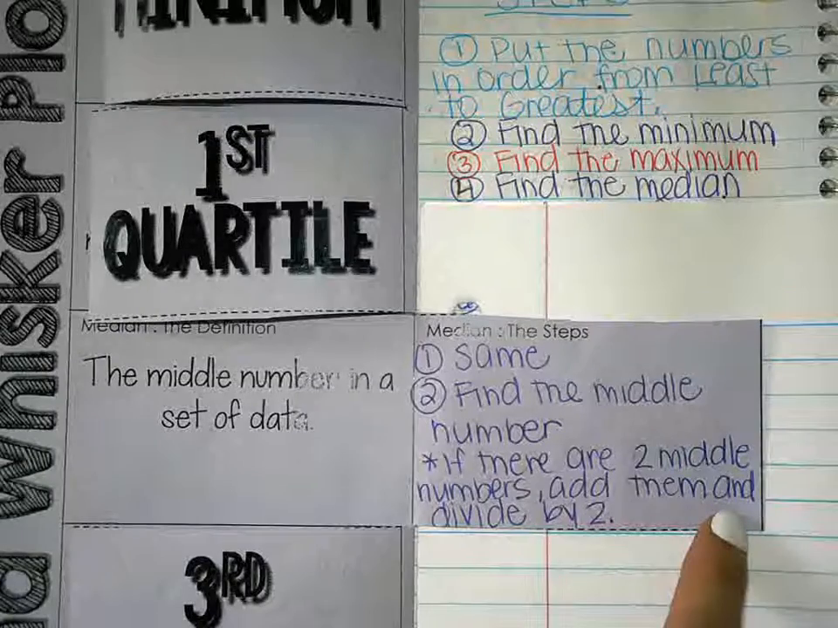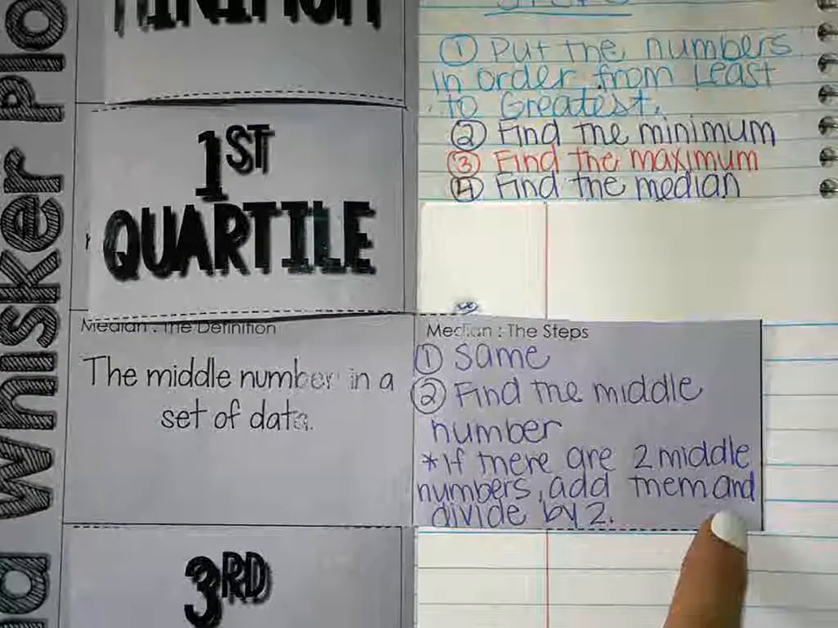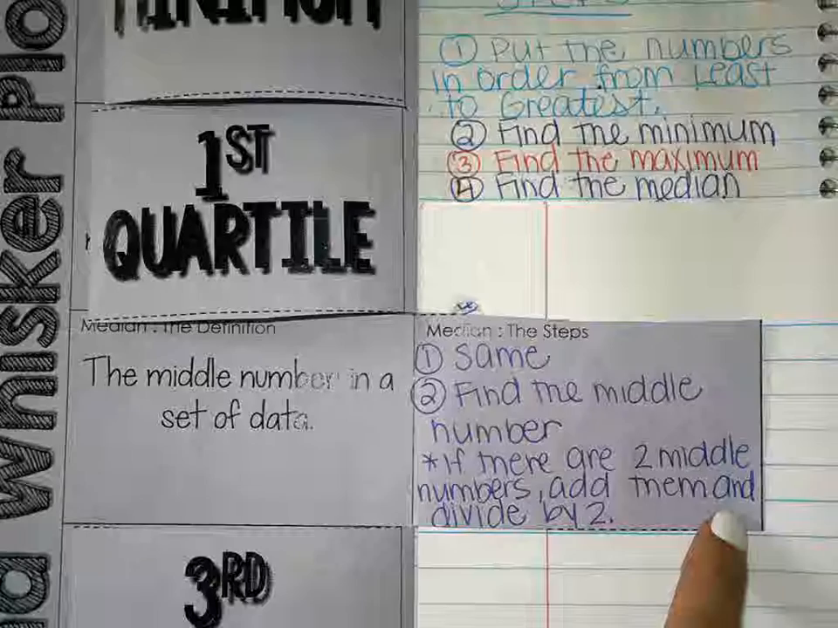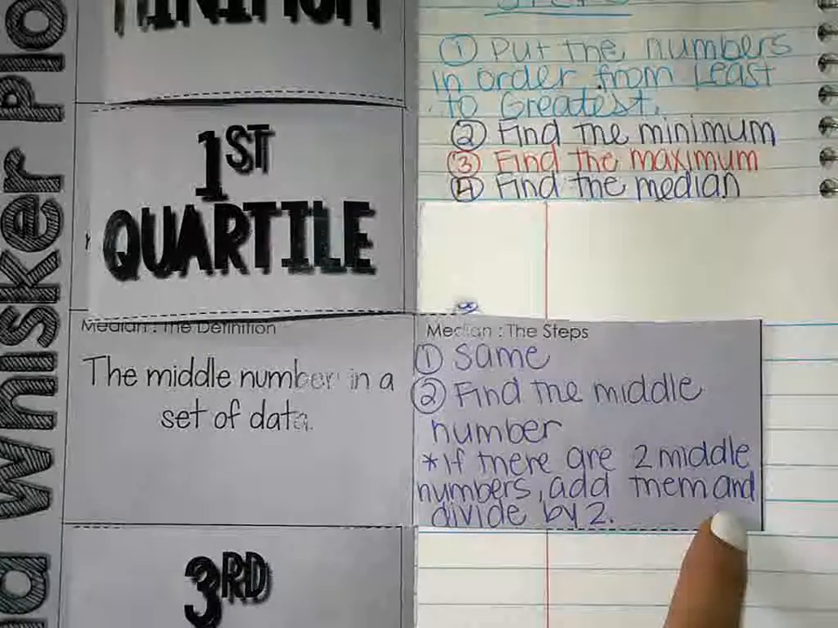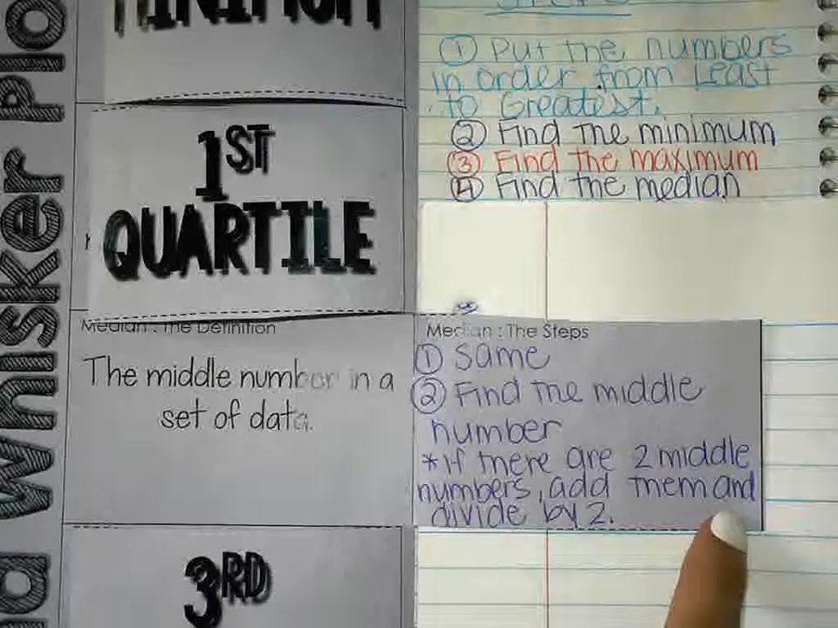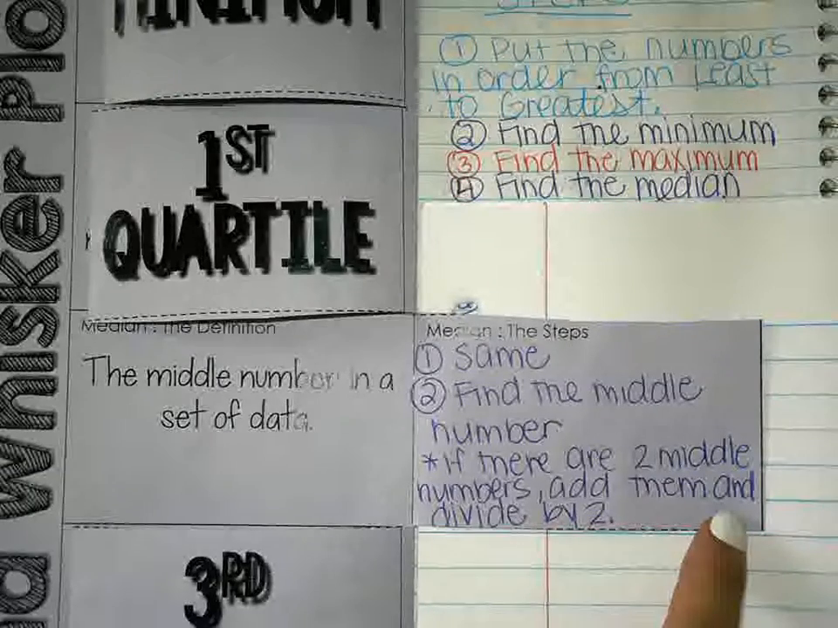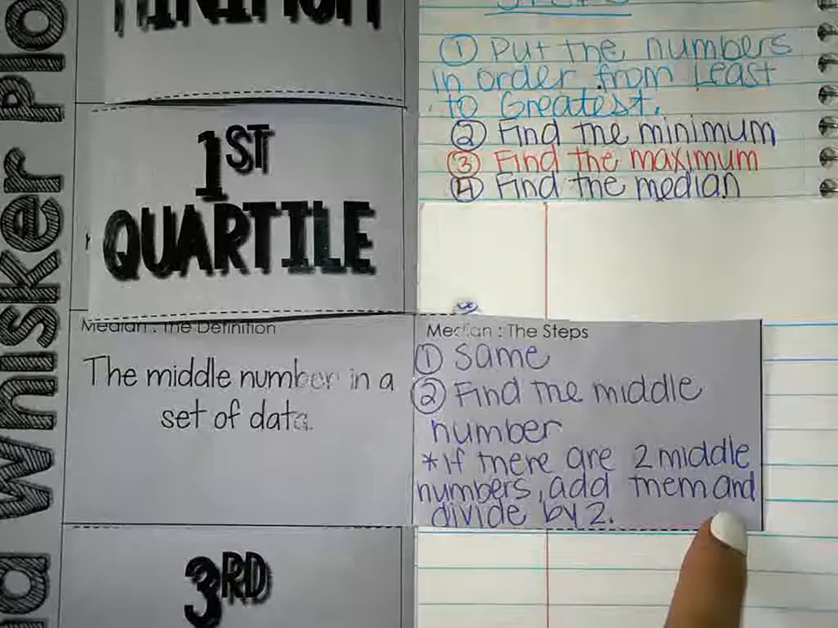Order the numbers from least to greatest. Once they are ordered from least to greatest, step 2, you need to find the middle number. Now remember, if there are two middle numbers, you need to add them and divide by 2. So if my middle number is 7, my median is 7.